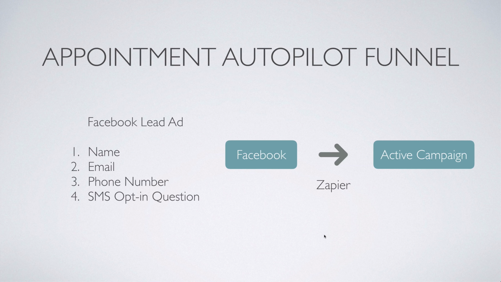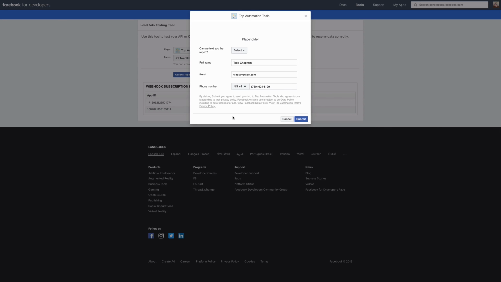To begin, we're going to have a Facebook lead ad, and we're going to want to set that up with name, email, phone, and then an SMS opt-in question. I'm going to show you an example of what that looks like as a finished Facebook lead ad. Right in here inside of Facebook's lead ad testing tool, this is just an example, and this is also a great way for testing out your Facebook lead ads once you've built it.